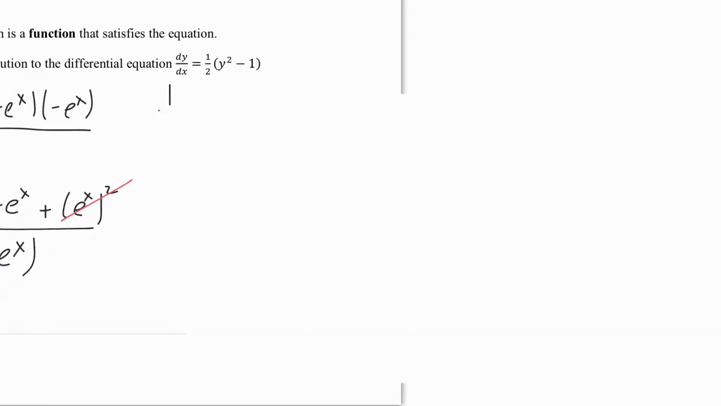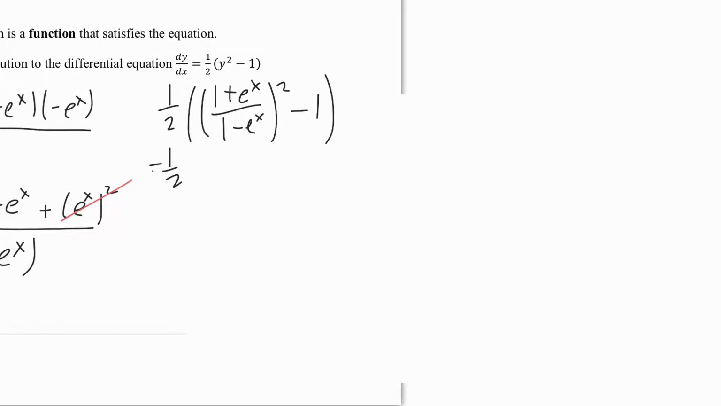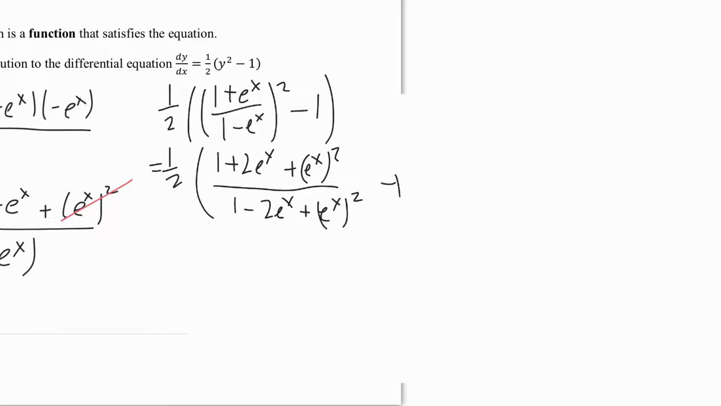So here we have 1/2 times y squared. It's a little bit messy. We've got ((1 plus e to the x) over (1 minus e to the x)) squared minus 1. Okay, well, let's leave that half out in front, and then let's go ahead and work on that square. That'll give us (1 plus 2e to the x plus e to the x squared) over (1 minus 2e to the x plus e to the x squared) minus 1.